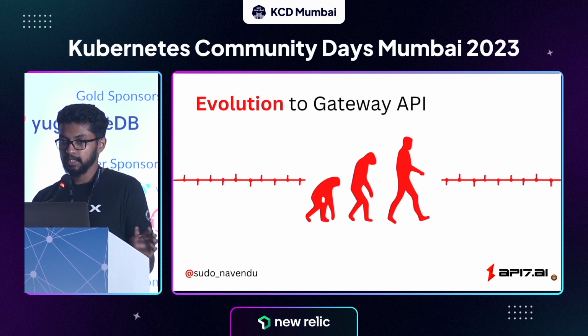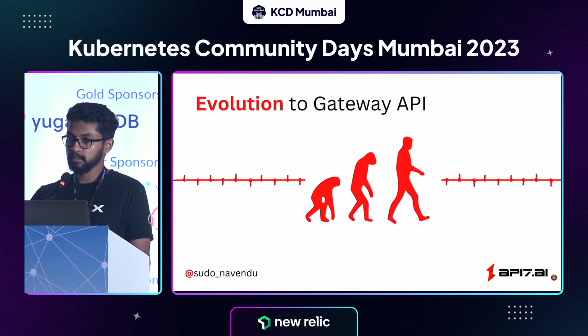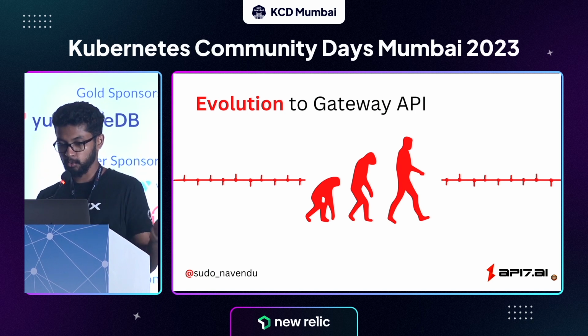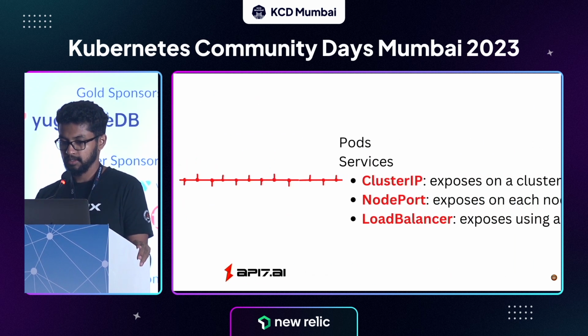All right. I think an important part for understanding the Gateway API is to see how it evolved. And the Gateway API didn't come just out of the blue. An evolution led to this Gateway API. So let's look at what this evolution is.